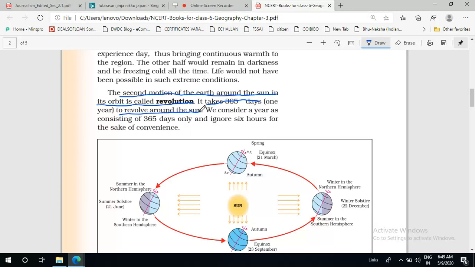Now, I'm going to tell you a new thing, that the time taken by the Earth to complete one revolution, we are saying that it is 365, but actually it's not 365. It is slightly more than 365. Actually, the Earth takes 365 and 1/4 days to complete a revolution. But this 1/4 day, we do not calculate.